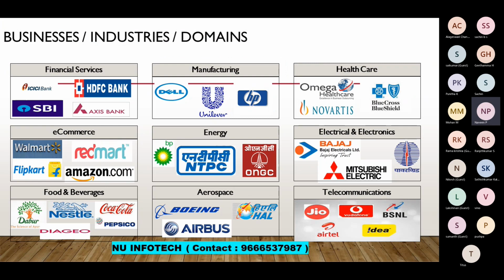Okay, so as I told with a few examples like the stores, the kind of data we are going to be working on is from different domains, businesses or industries. If you look, we have financial, manufacturing, healthcare, e-commerce, energy, electrical and electronics, food and beverages, aerospace and telecom. So there are different domains of data we will be working with.